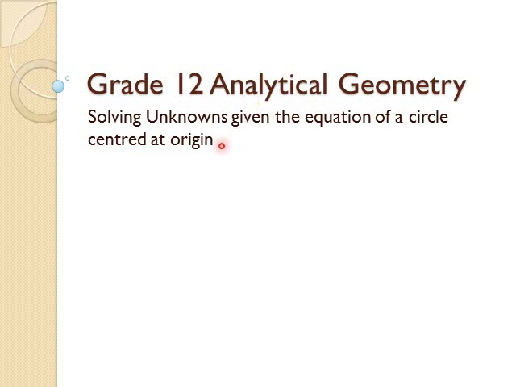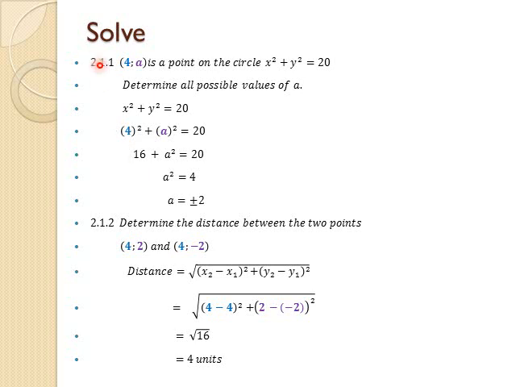This lesson, we're solving unknowns, given the equation of a circle centered at the origin. Say we must solve, given that x is 4 and y is a. This is a point on the circle x squared plus y squared equals 20. Determine all possible values of a.